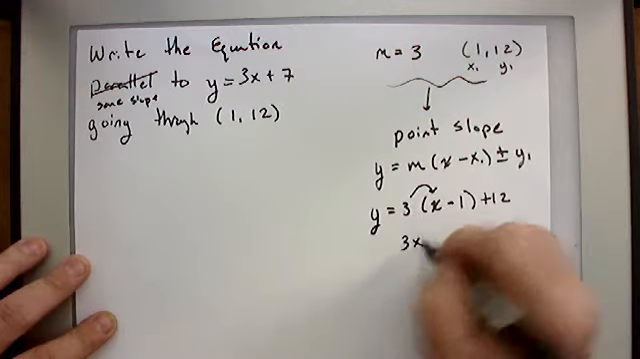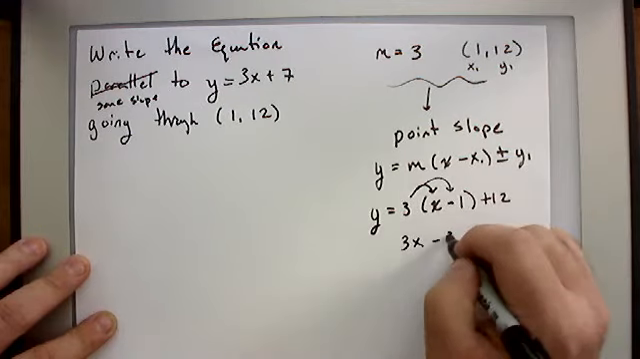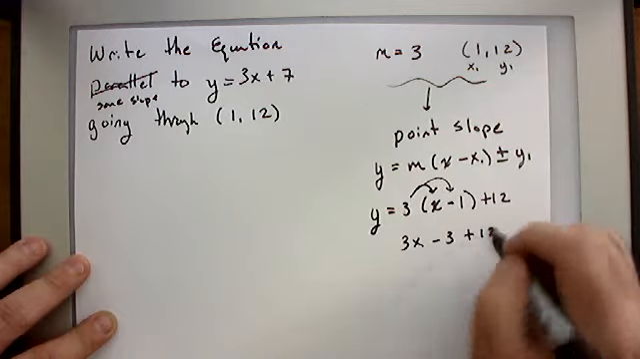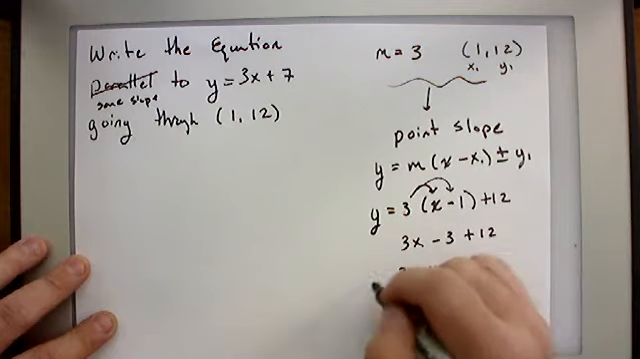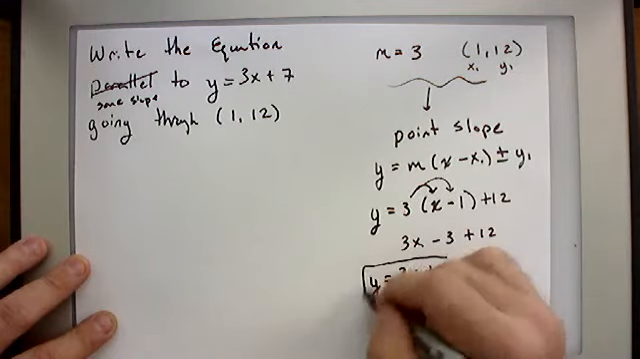3 times x is 3x. 3 times -1 is -3, plus 12. Don't forget the plus 12. 3x, -3 plus 12, that's plus 9. Y equals 3x plus 9.